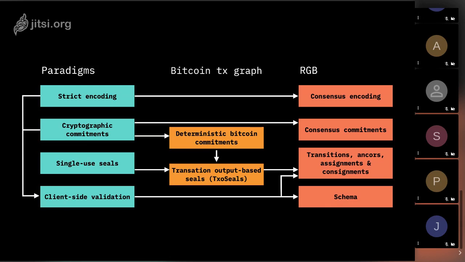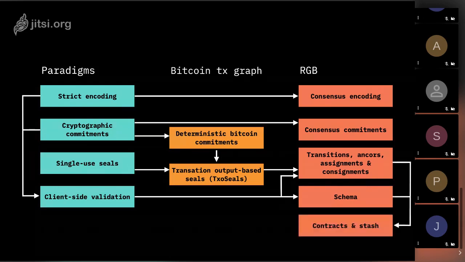What are these anchors, assignments, consignments, transitions, stashes, and the rest. And with client-side validation, we build, again, the structures and the schema. I would like to point out that consensus encoding and consensus commitments, while they are used by transitions and RGB data, are not used directly, but through this paradigm integration at the level of paradigms calling each other. And all that together allows us to reconstruct RGB contracts and stash.